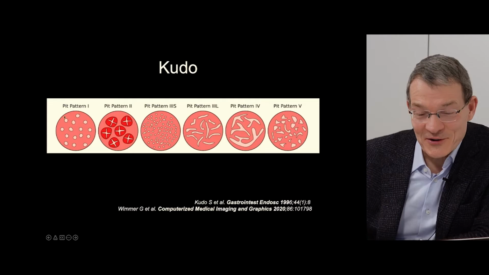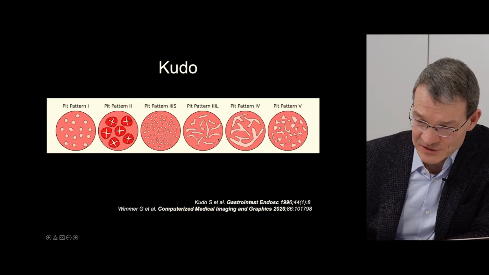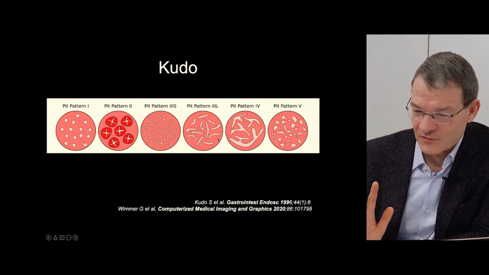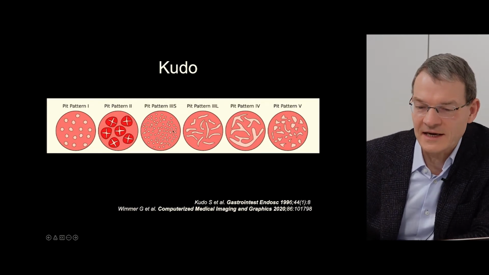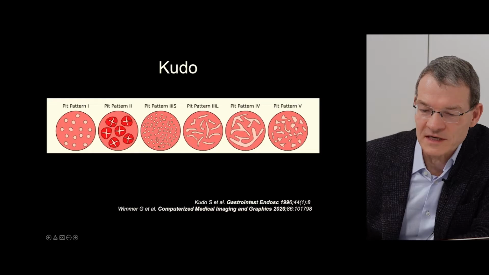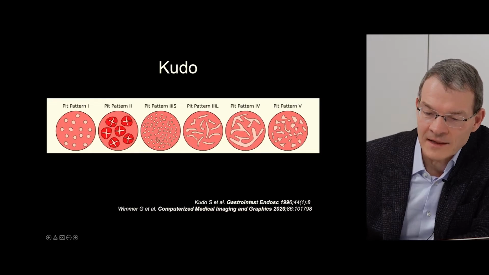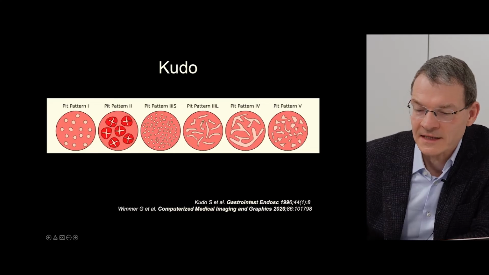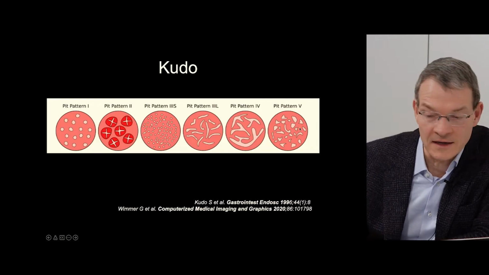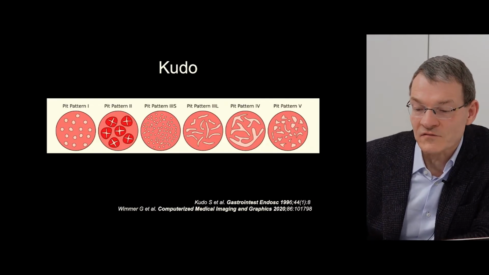Exactly. So this is the Kudo classification. I think we first always get a shock when we see the classification, but actually it's not so complicated. We have these Kudo classifications 3S and 3L. These are the dots here, regular dots, and here are regular lines. Then we have pit pattern 4. We have this dendritic form. And then somehow everything which is more irregular, this is then finally Kudo 5.